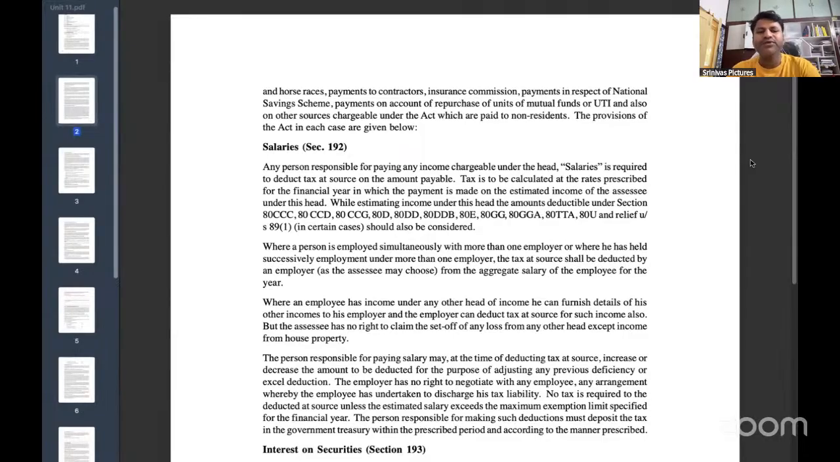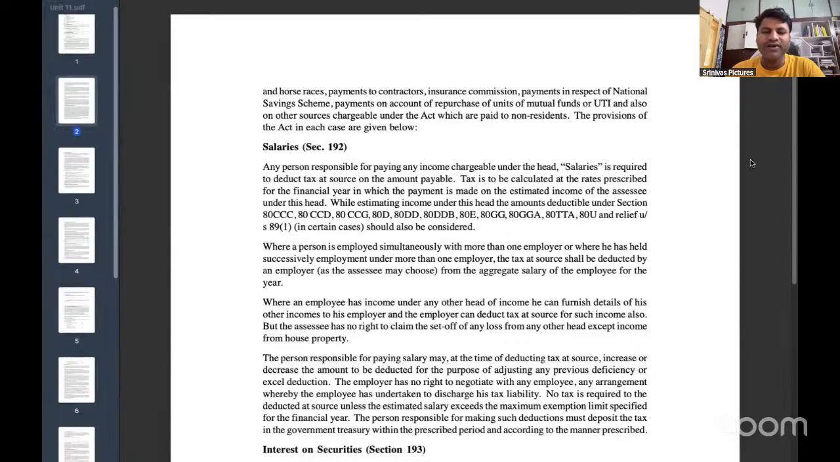So it is required to deduct tax at source on the amount payable. The tax is to be calculated at the rate prescribed for the financial year. The payment is made by the assessee under this head. While estimating income under this head, the amounts deductible under section 80C, 80CCD, 80CCG, 80D, 80DDB, 80G, 80GGA, 80TTA, 80U are considered.